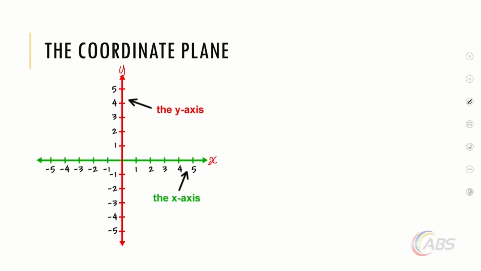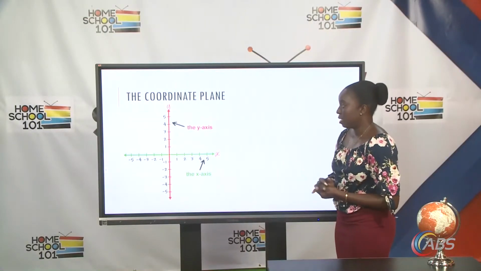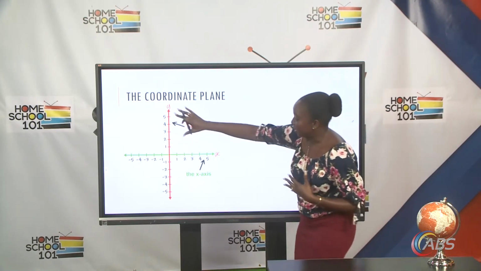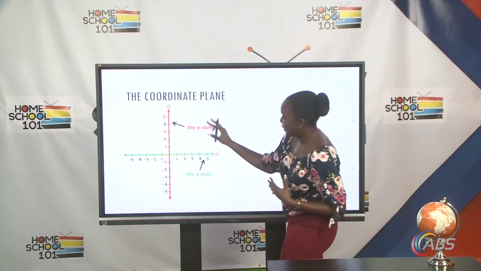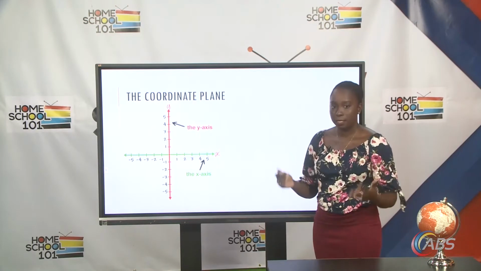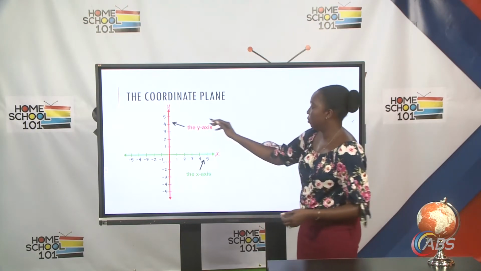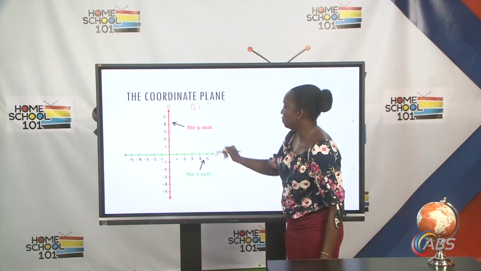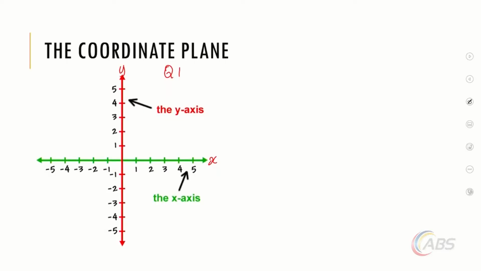So in addition to labeling the axes, I just want to talk about what each of these sections are called. So you'll notice we have 4 sections. These 4 sections are actually called quadrants, okay? So the first one here is what we would call quadrant 1. And this is where our x values are positive and our y values are also positive, okay? So we're talking about x comma y.